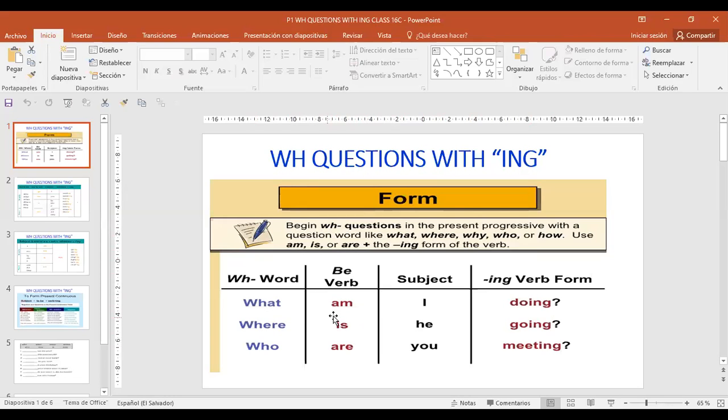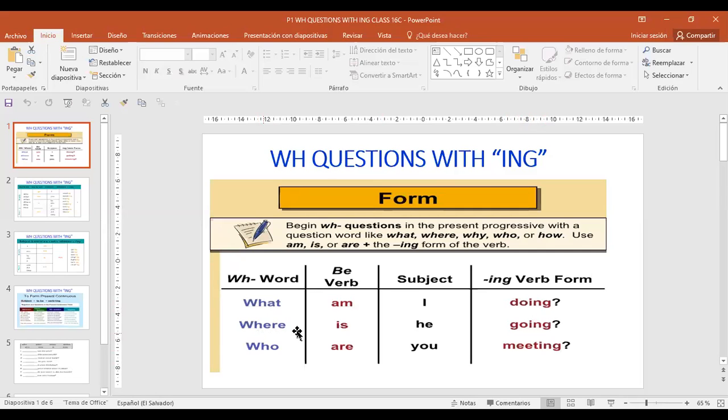La pregunta sería, what am I doing? ¿Qué estoy haciendo? Entonces vea la estructura. What, la WH, la forma correcta del verb to be para el subject I, que en este caso es am, y el verbo principal con el ing, en este caso, doing.